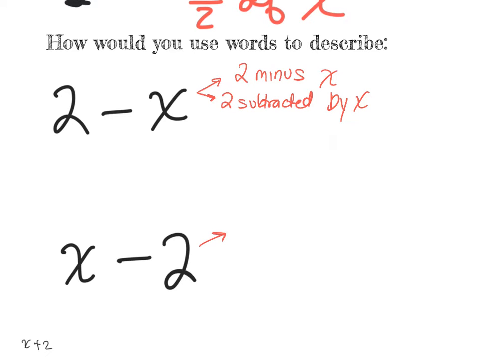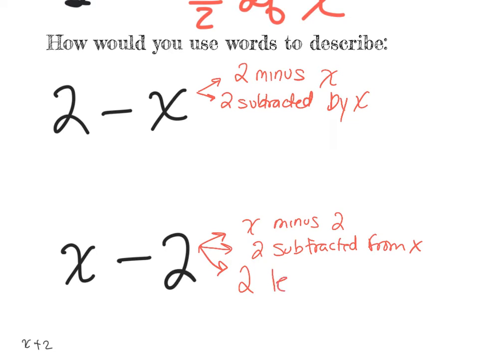The bottom one is x minus 2 if you're just talking straightforward. But you would say 2 subtracted from x. Look at the difference between the two. The first one says 2 subtracted by x. The second one says 2 subtracted from x, because you're taking 2 away from x. 2 less than x is the bottom one, because you have x and you're 2 less than it. If you're 2 less than something, it means you subtracted 2 from it.